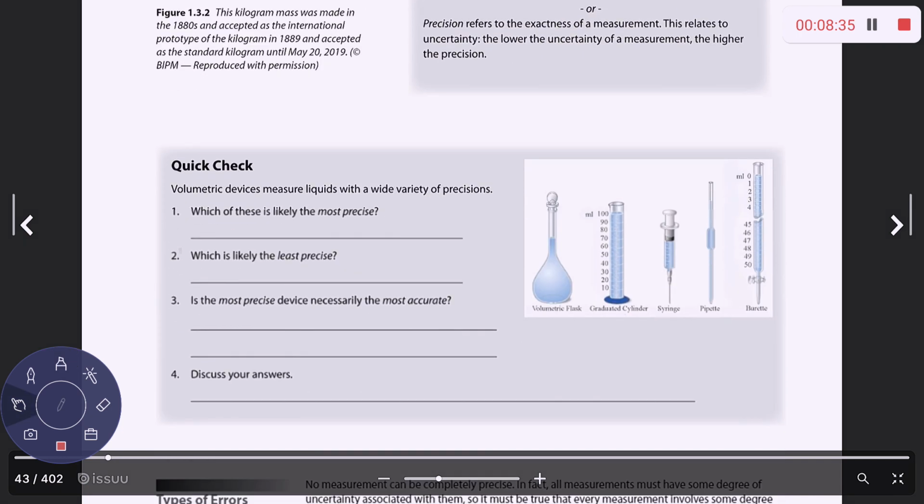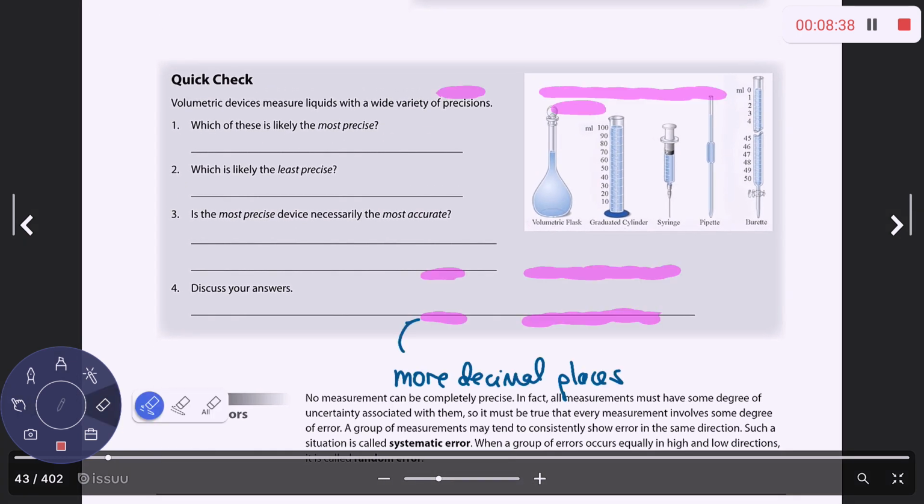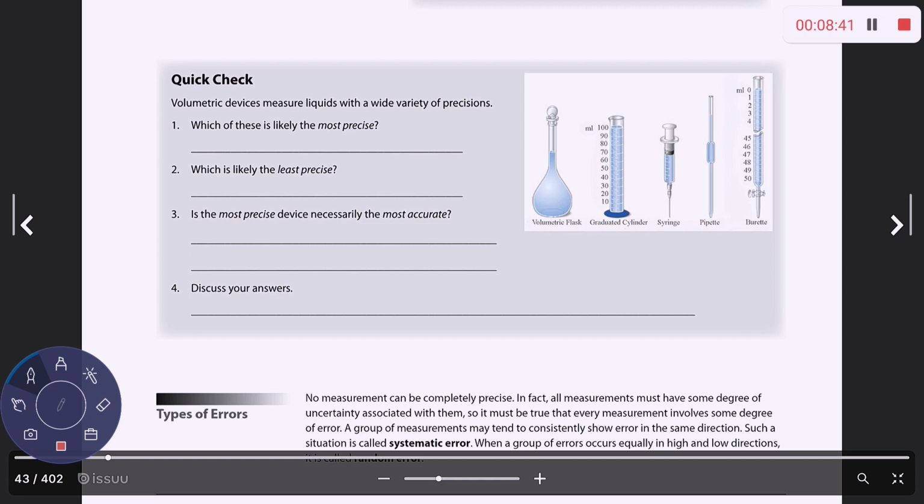So let's come down here. And the first question they ask is, which of these is likely the most precise? Well, which one has the smallest opening? Yeah, the syringe. Okay. And then which is likely the least precise? Which one has the largest opening from what you can tell? Exactly. Is the most precise device necessarily the most accurate? No, not necessarily. Okay.